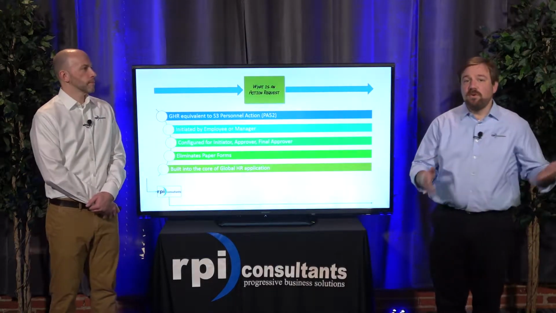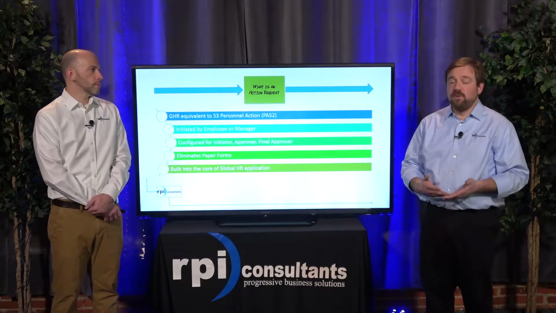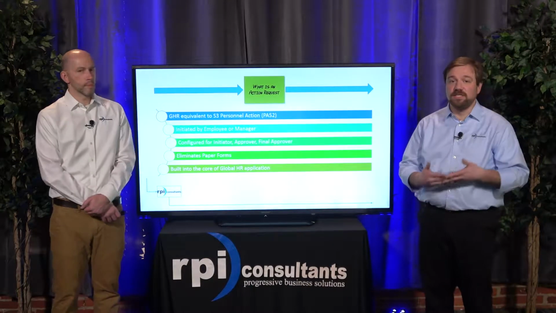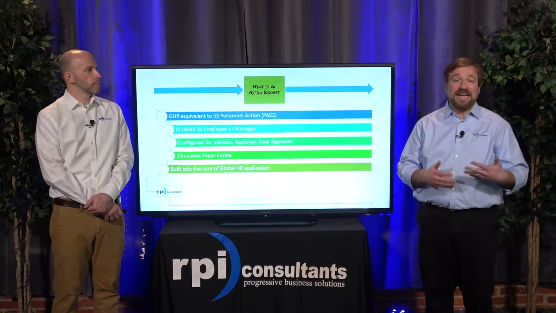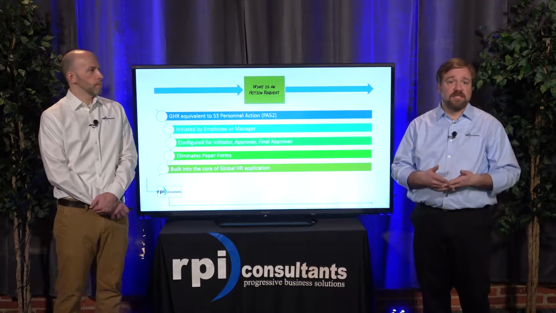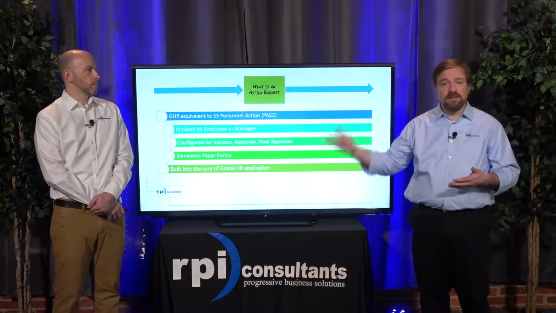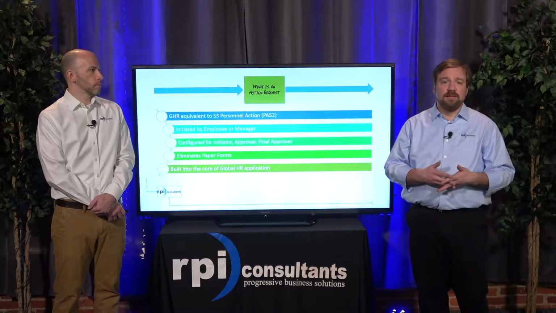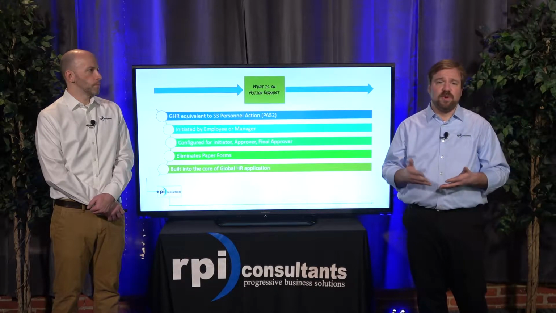All right, so what is an action request? If you're familiar with the S3 world, we're very used to personnel actions and things like that. So really, an action request in GHR is the equivalent of a personnel action from the S3 side. So what you used to do on a PA52, for example, you're going to do the same thing in GHR, just through an action request.